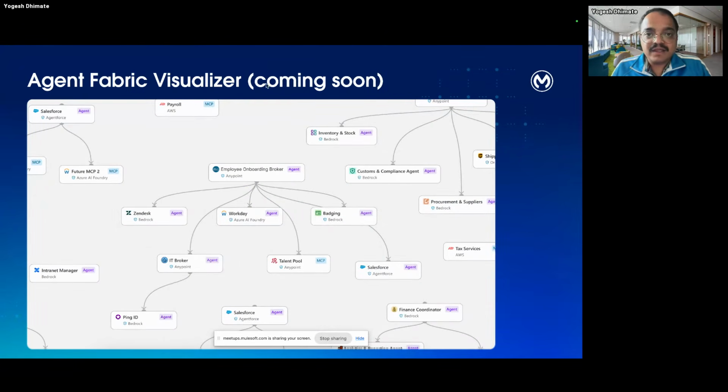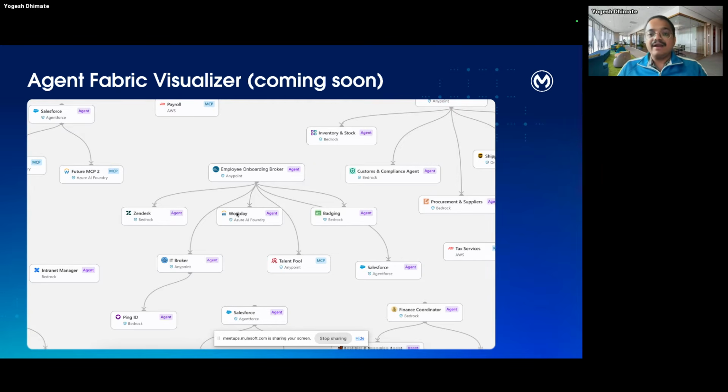So while the slide says it is coming soon, it's actually generally available. I need to update this slide, but this gives a single pane of glass, or really a visual map of different agents working together to accomplish the task, right? So the employee onboarding broker that we looked at is connecting to the Zendesk, Workday, badging, and Salesforce agents, as well as this talent pool MCP server to accomplish the task.